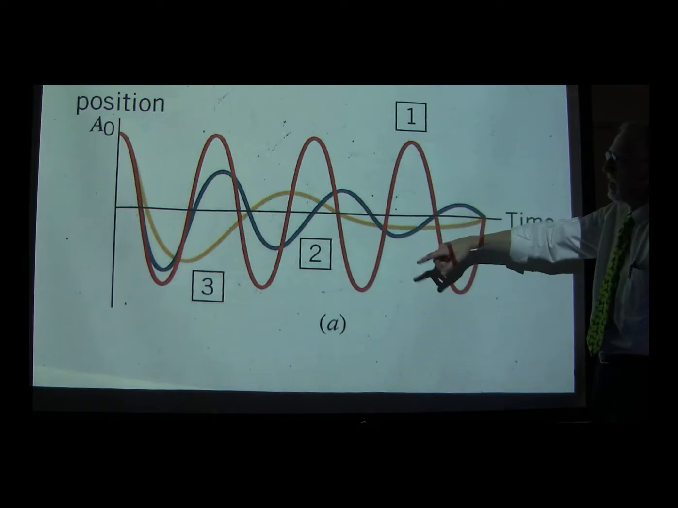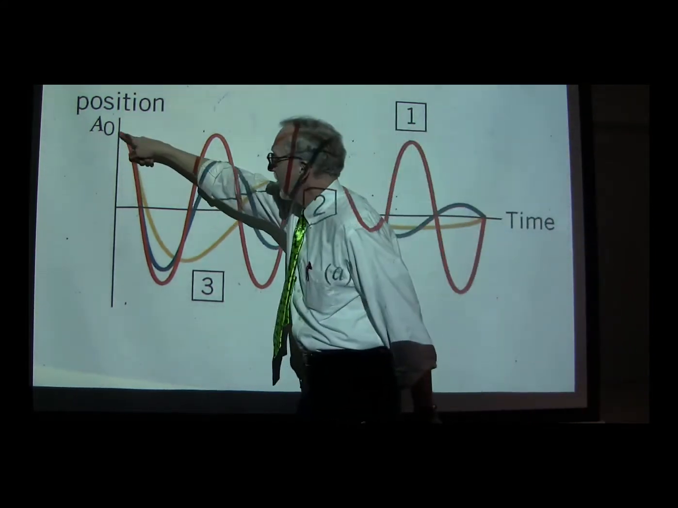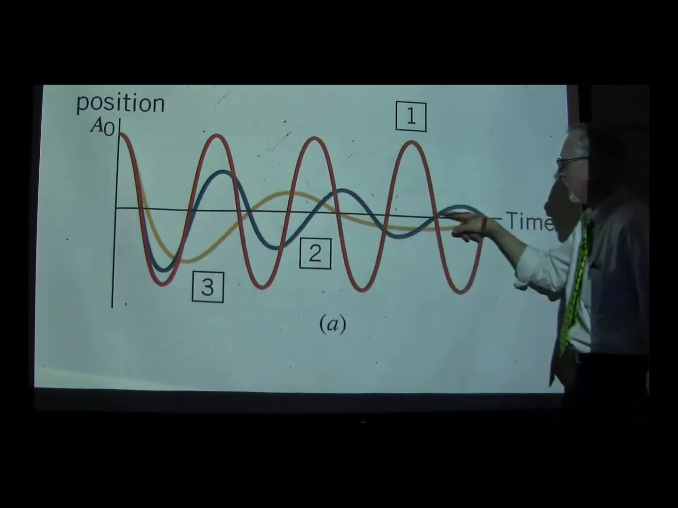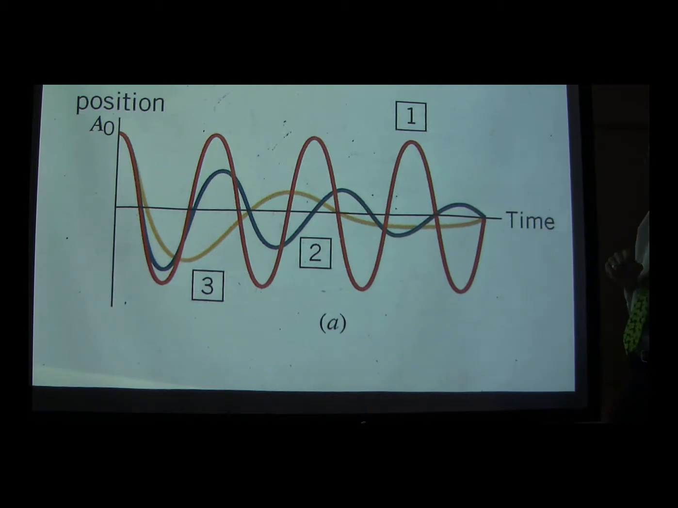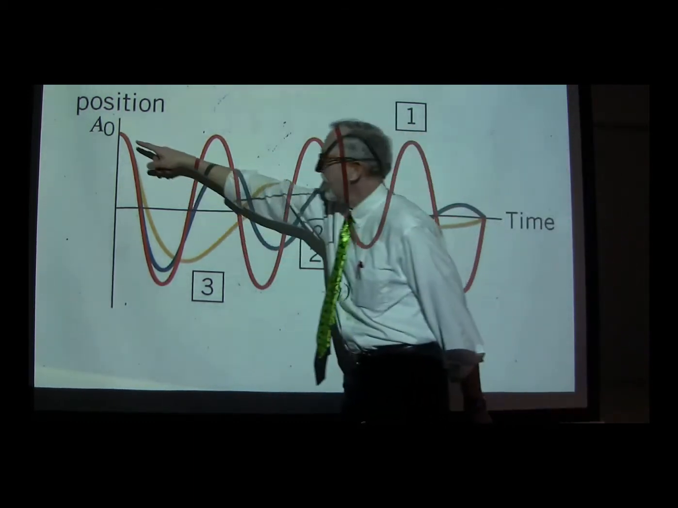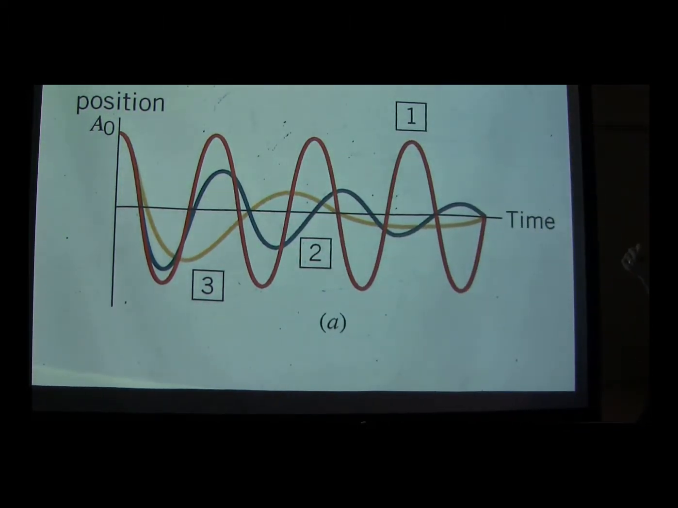The green line then represents an oscillator that has some damping. Notice what happens. The amplitude gets smaller and smaller and smaller as we go along. Likewise, the yellow line would be an oscillator with even more damping. It damps even faster. The amplitude gets smaller faster.